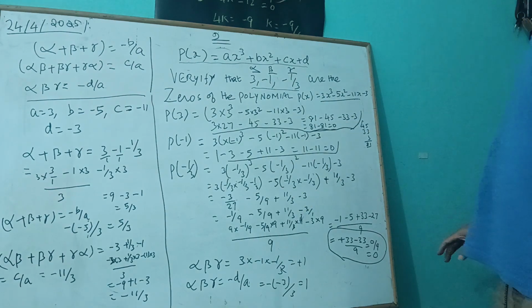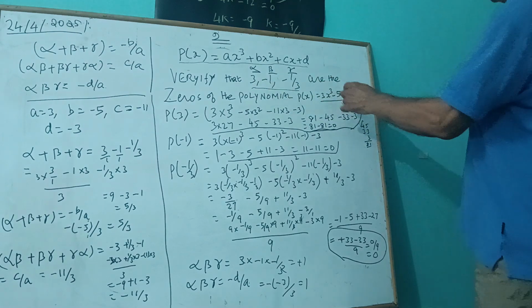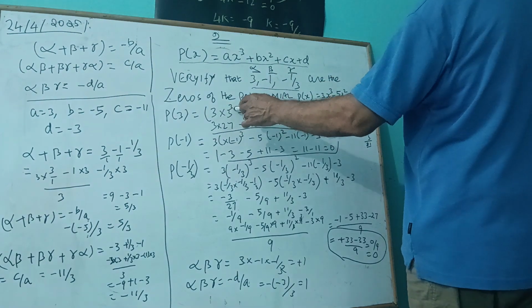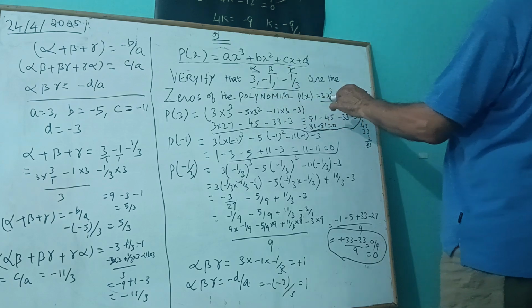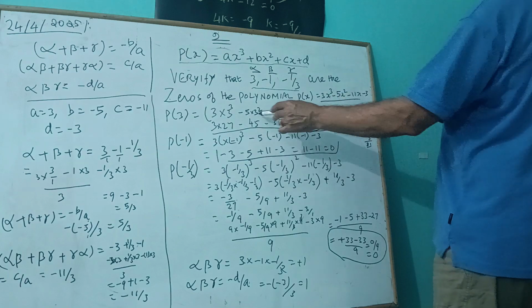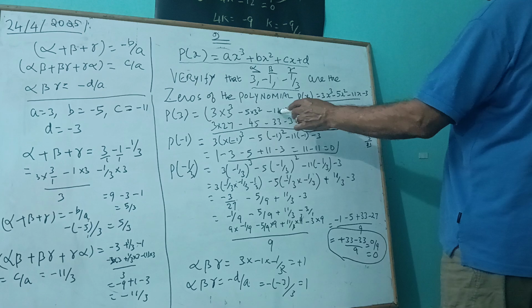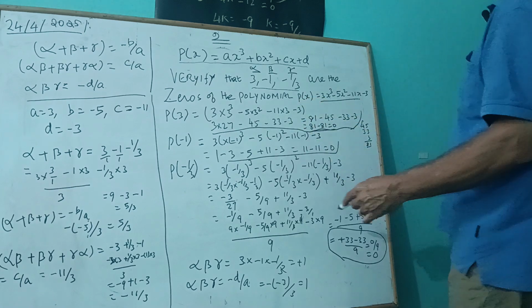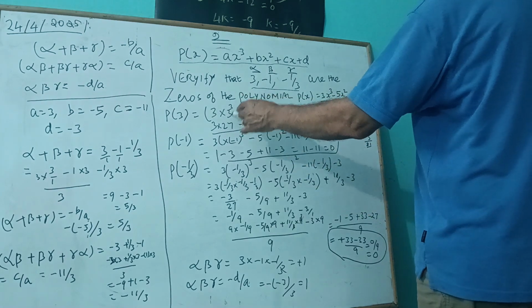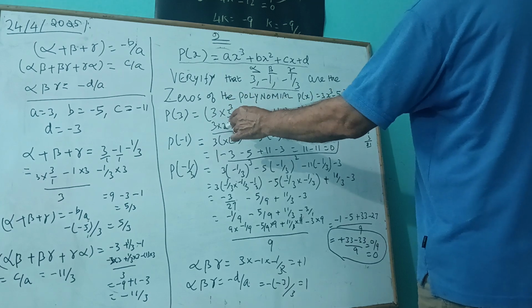So wherever x is there, first put 3 here. So 3 into 3 cube. Here I am putting 3 cube, minus 5 into 3 squared, minus 11 into x, minus 11 into 3, minus 3. This 3 cube becomes 27, 27 into 3. We will take that next.